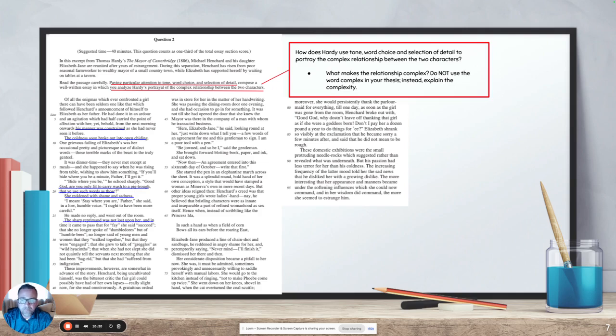The sharp reprimand was not lost upon her, and in time it came to pass that for "fay" she said "succeed," that she no longer spoke of dumbledores but of humblebees, no longer said of young men and women that they walked together but that they were engaged, that she grew to talk of "Greggles" as wild hyacinths, that when she had not slept, she did not quaintly tell the servants next morning that she had been "hagrid," but that she had suffered from indigestion.